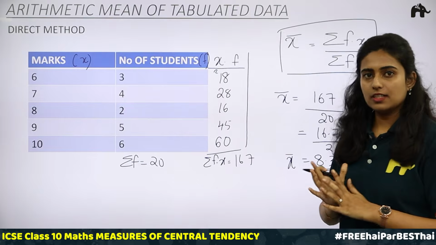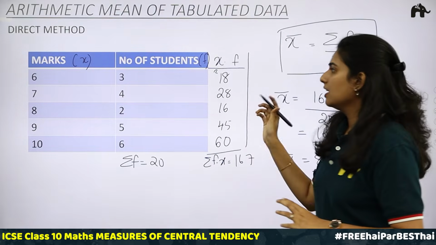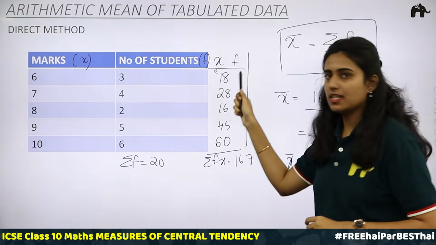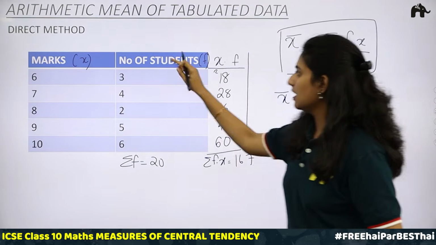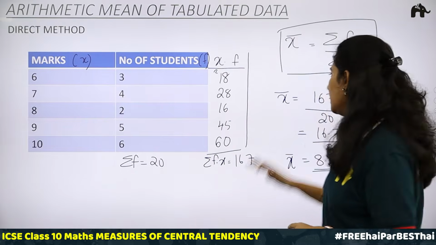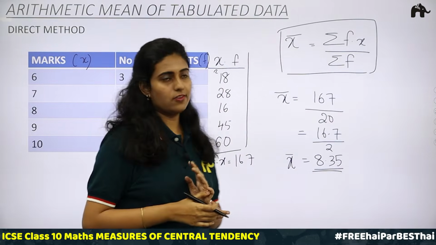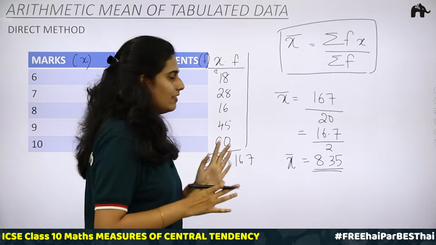Understood how to do the direct method? Very simple. Here, you have to take x and f, take the product of xf, take the sum of it and take the sum of frequency separately, put it in the formula. X bar is equal to sigma fx divided by sigma f. Easily we will be getting the answer.